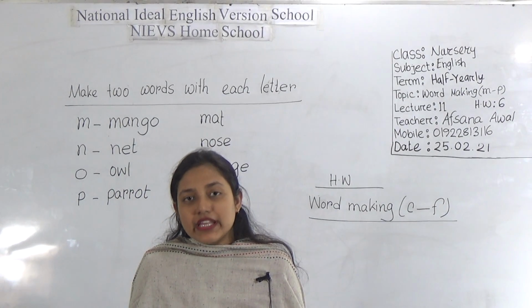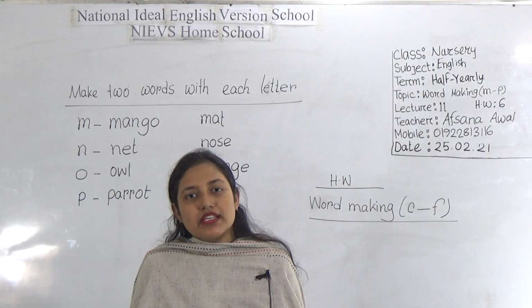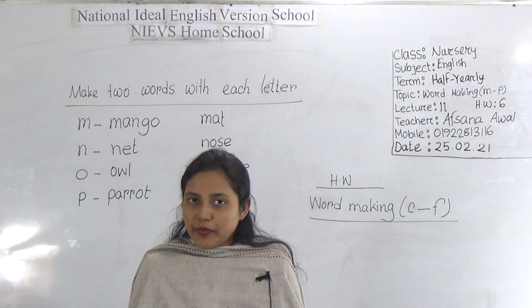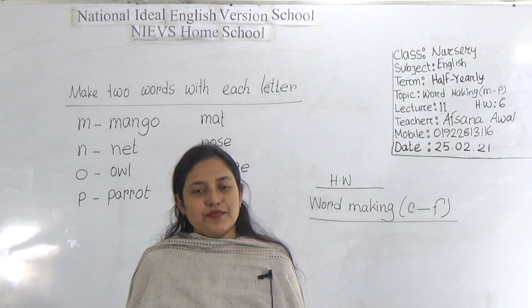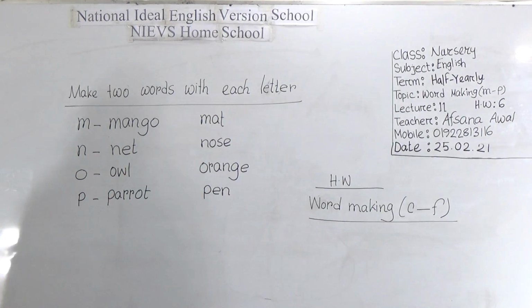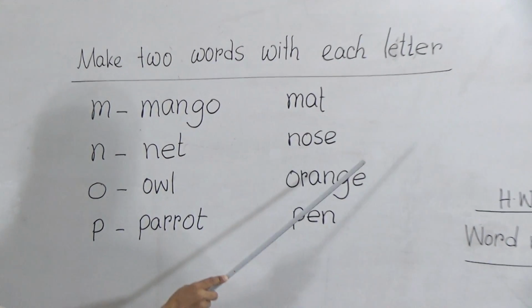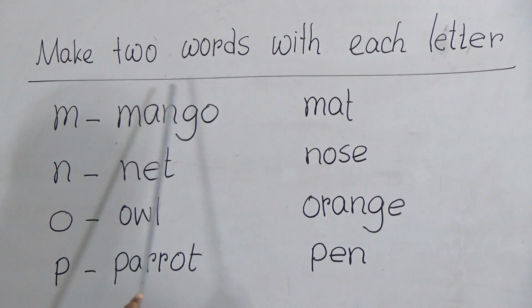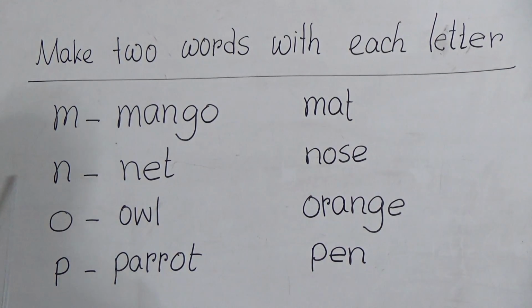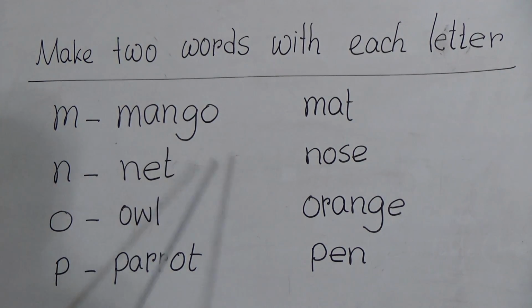Today I will take your English class and our today's topic is word making from N to P. So let's start our class. Students, please look at the board. This is make two words with each letter. Today we will learn the word making of the four letters. That means we have to write two words with these four letters M, N, O, P.